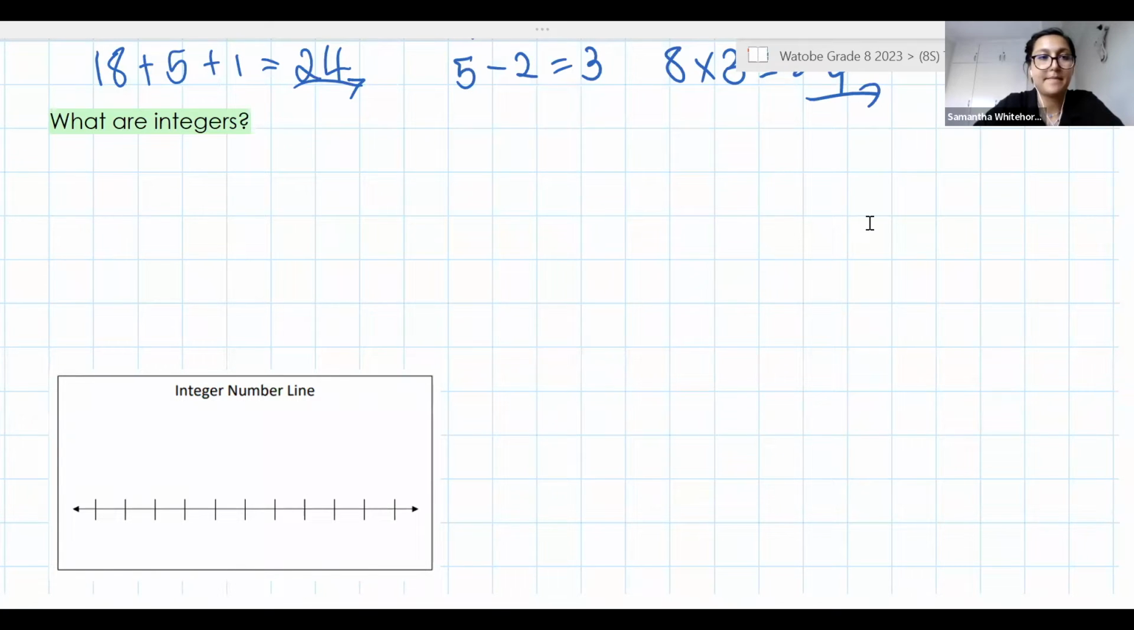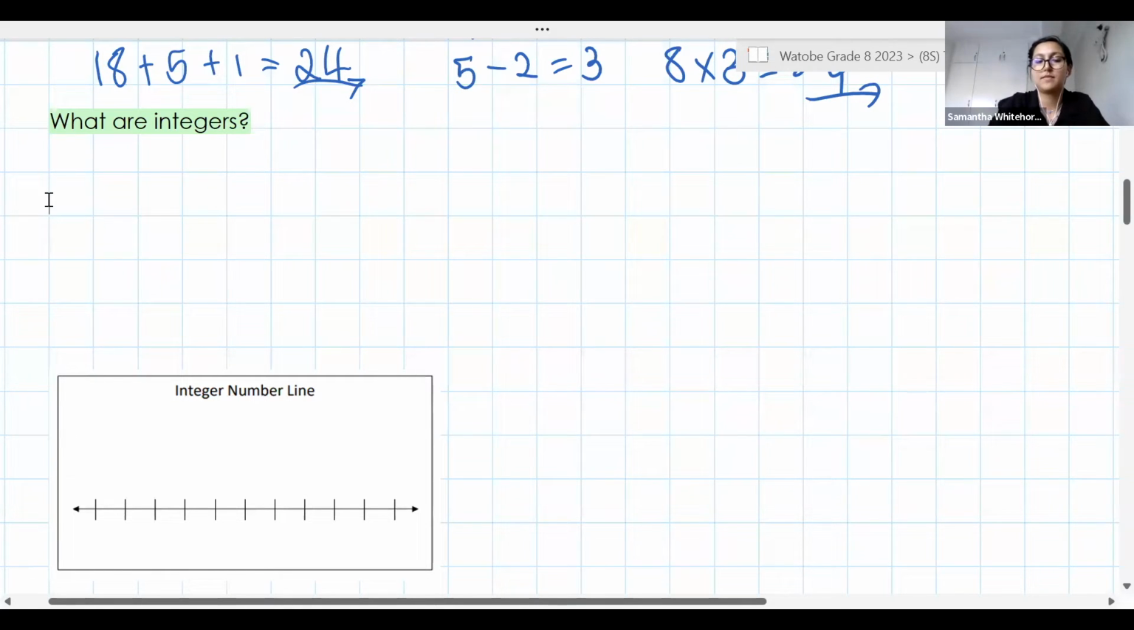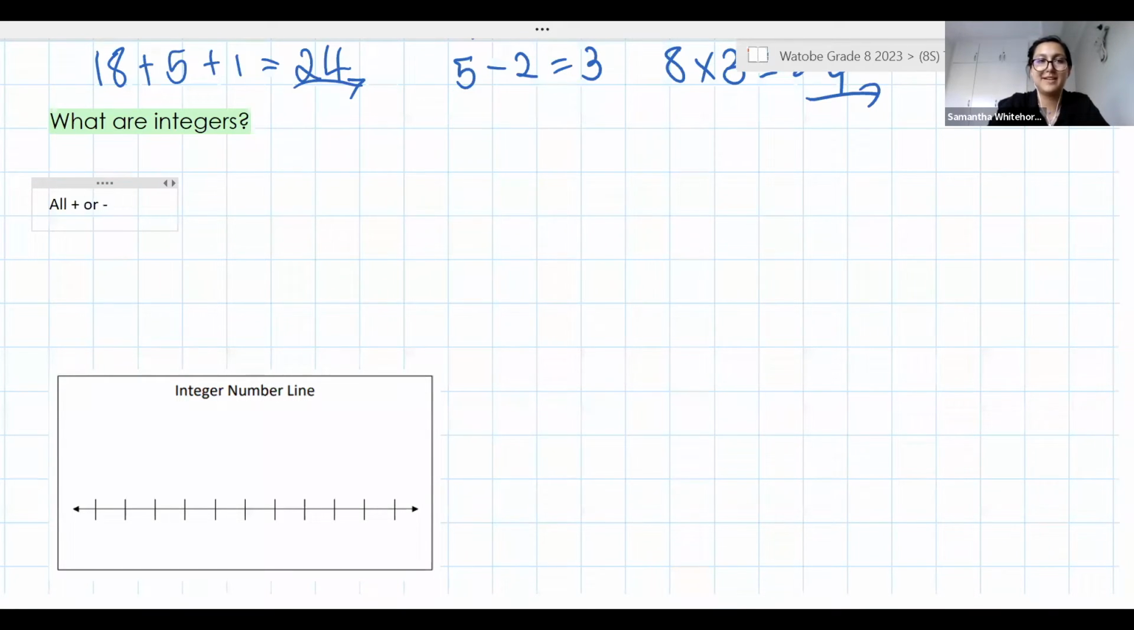Yes, ma'am, I think an integer is a whole number which is not a fraction number that can be positive, negative, or zero. Perfect. All positive or negative. And that was nice and concise. Whole numbers, including zero. Right, there was another little bit of information there that was also very helpful.